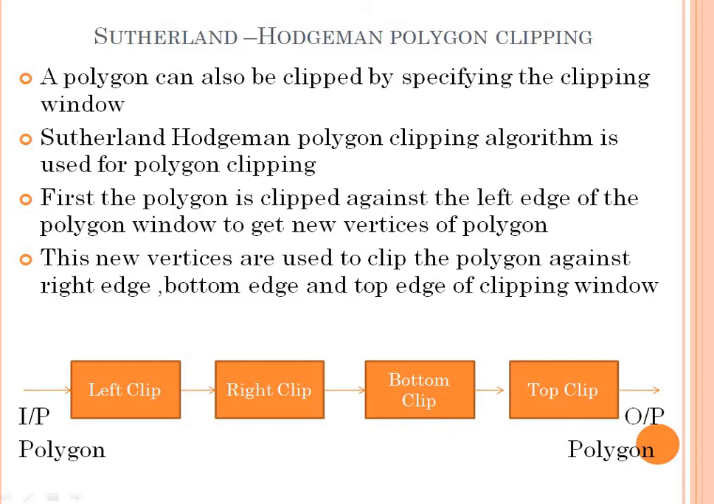Here is the input polygon and here is the output polygon, and these are the four cases required: first the left clip, then right, then bottom and top. After the end of the clipping, we only get the portion which is inside the clipping window.